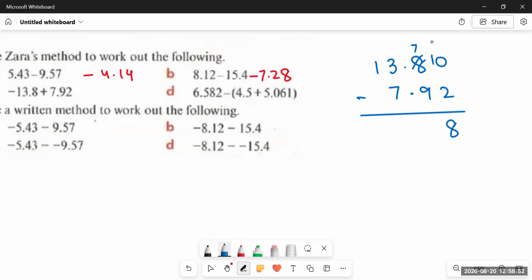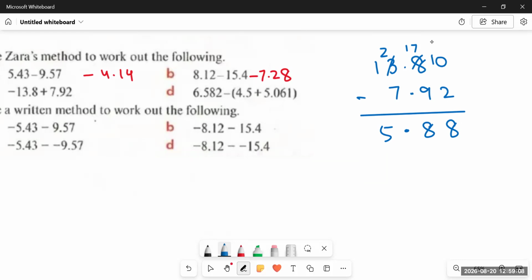Now we cannot subtract 9 from 7. So again, we'll borrow. This will become 17. 17 minus 9 is again 8, and 12 minus 7 is 5. So the answer will be 5.88. And in the last part, we have to apply the BODMAS rule.